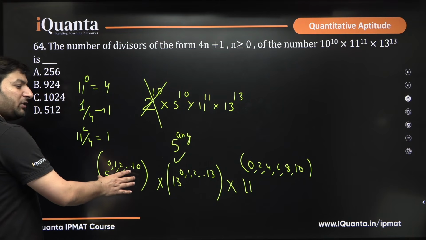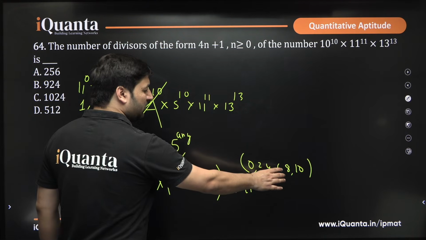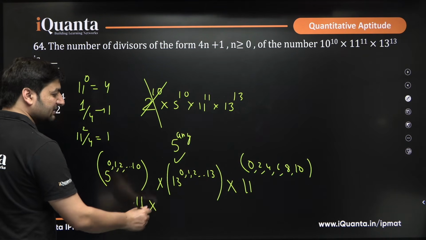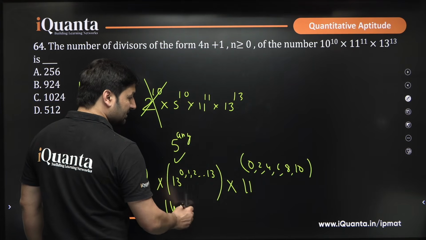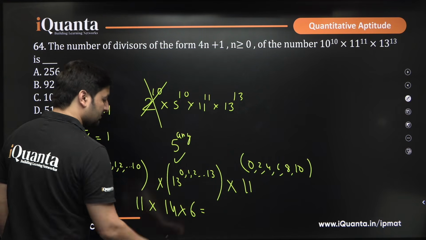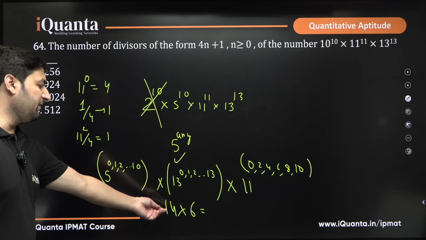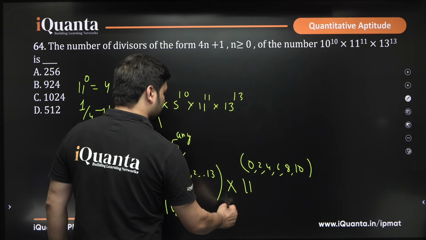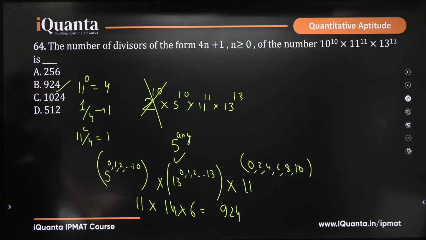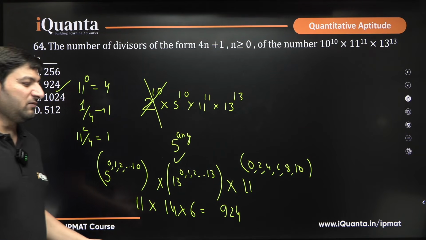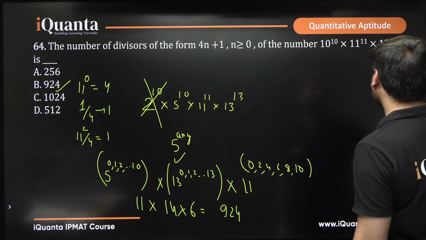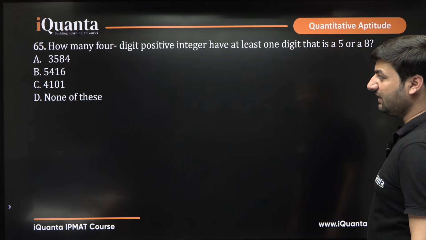So we are allowed to take any power of 5, any power of 13, but only these powers of 11. How many cases are there? 0 to 10 we have 11 cases, 0 to 13 we have 14 cases, 0 to 4, 6, 8, 10, 6 cases. 154 into 6, 924. That's your answer. So these type of questions should be easy for you now, okay? You know how to make pairs, how to take powers, and how to accept them, right?